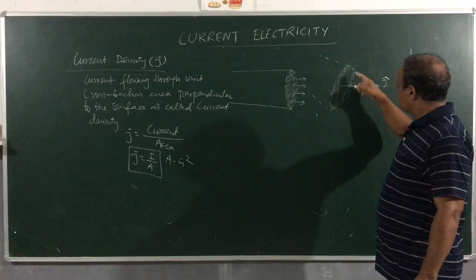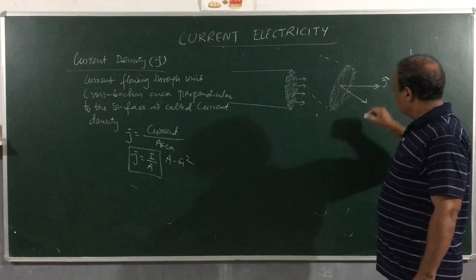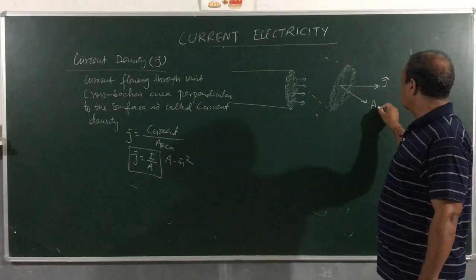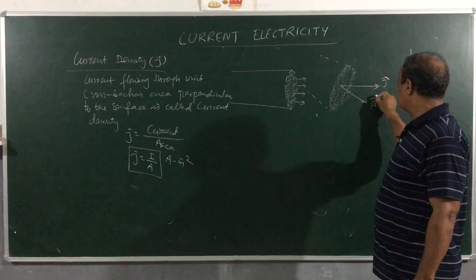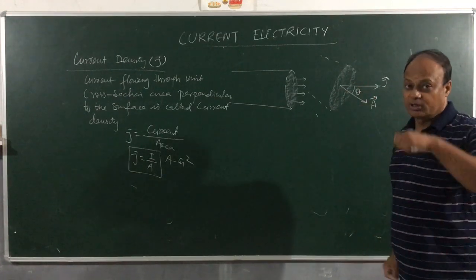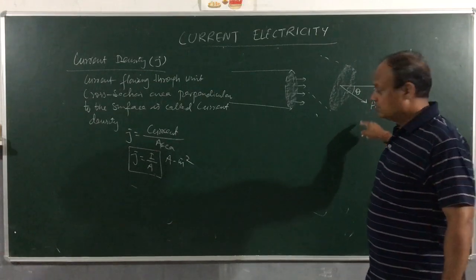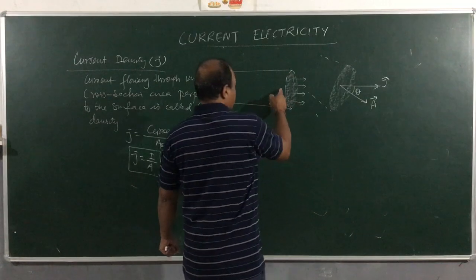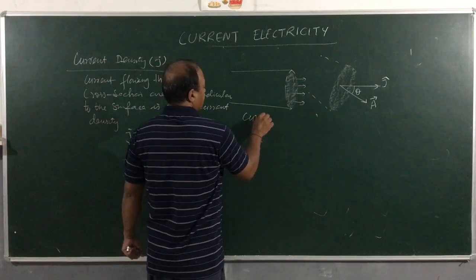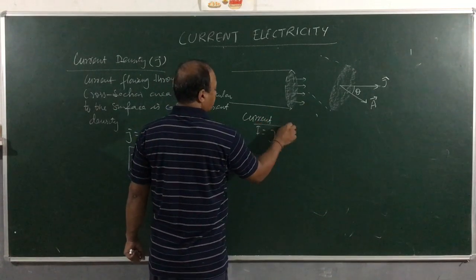Now what I will have to do is take a component of this area perpendicular to the surface. This is area vector A, and this angle is theta. So I will take a component of J in the direction of A. So in this case, if current is perpendicular, if we cross multiply, then current I is equal to J into A. I can directly use that.